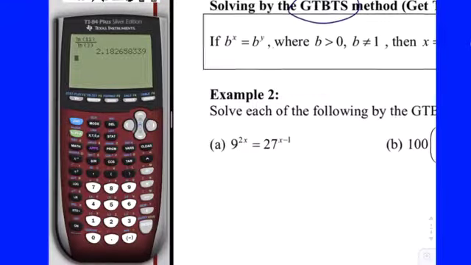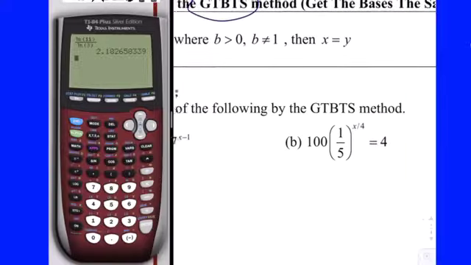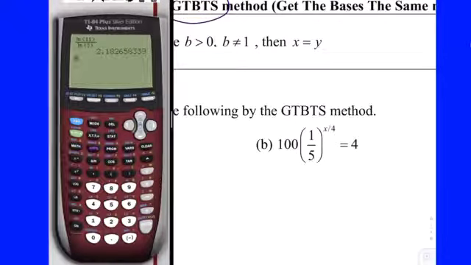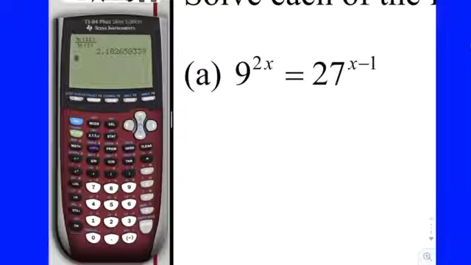Let's try it out. Example 2. The instructions now specifically say to solve each of the following by the GTBTS method. All right, so if it says that, you don't have to use logs. You certainly are welcome to use logs here, but if you can get the bases the same, you don't really need a calculator, which is kind of what is nice about this. Okay, so we have a base of 9 and a base of 27. The bases are not the same right now, are they?